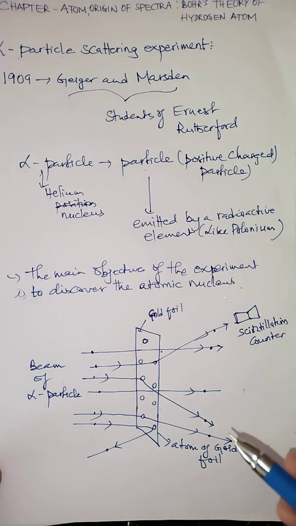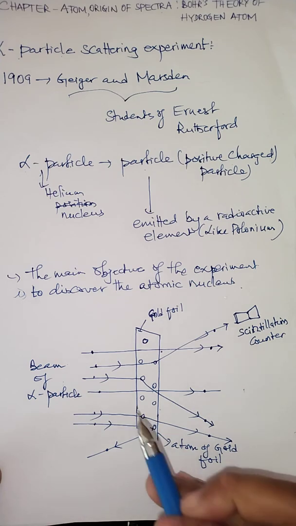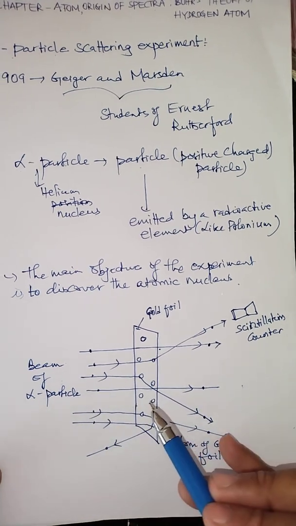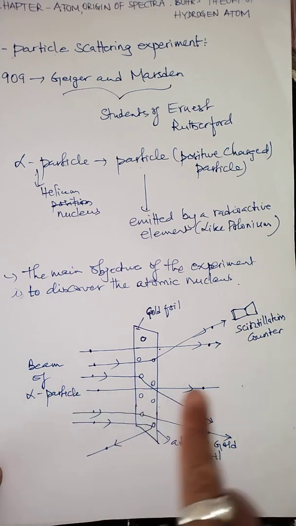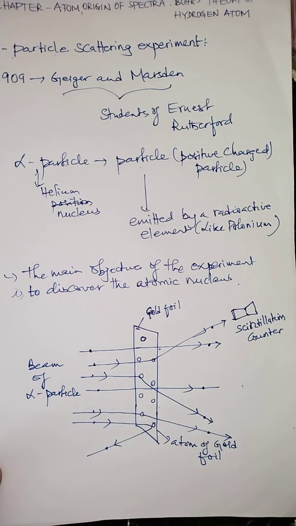When they counted the number of scattered alpha particles with the help of the scintillation counter, it was found that most of the alpha particles were scattered through an angle of the order of say 1 degree, at an angle of how much? 1 degree, or less than 1 degree. That means most of the alpha particles passed straight without much deflection. But a very small number of alpha particles scattered through how much? 90 degrees, or even say 180 degrees.